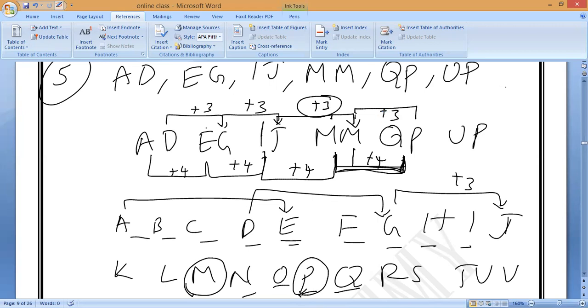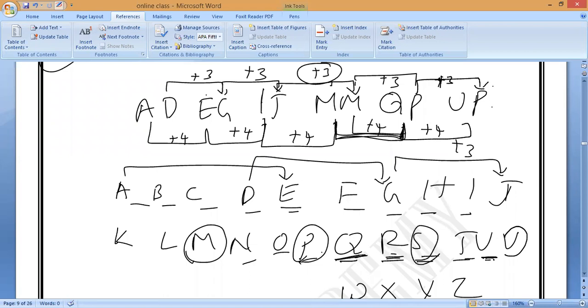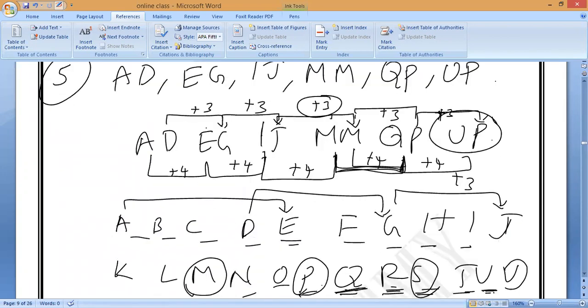Now, check the last one. Q, if you add 4, what will come? After Q: 1, 2, 3, 4. V should come. So UP, sir. V should come, you are correct. But for P, if you add plus 3, what should come? After P, S should come. But here P is there. So that is why UP is the wrong answer. Do you understand? Yes, sir.